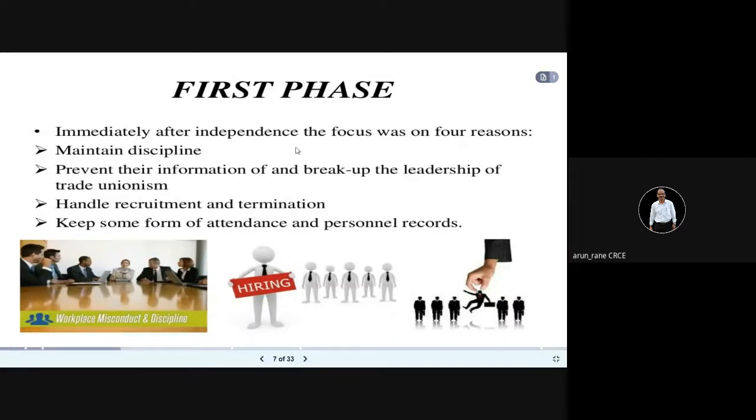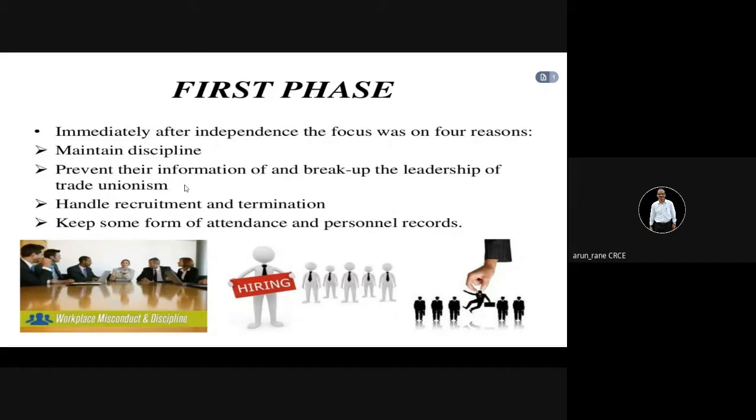So immediately after independence, the focus was on four things. That is discipline, which is most important. Then do not allow unions to form, do not encourage leadership. Then to handle recruitment, termination, that is before retirement, and to keep data of attendance and personnel records.